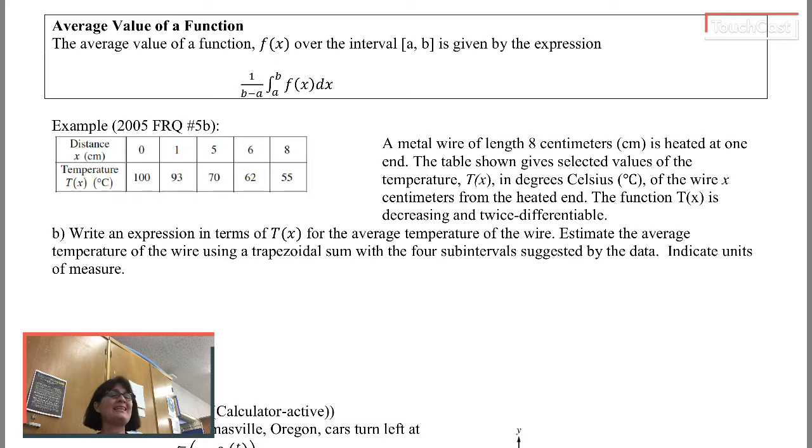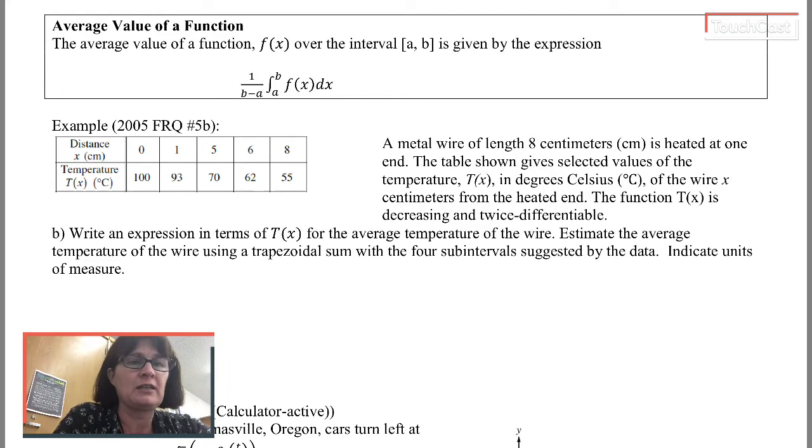I see now that I didn't specify. It would be very clear to you on the AP test. I think I just modified this problem a little bit. So the average temperature over the distance is 0 to 8 centimeters. Because there has to be something there to tell you what your A and your B are. So your A, in this case, is 0, and your B is 8.